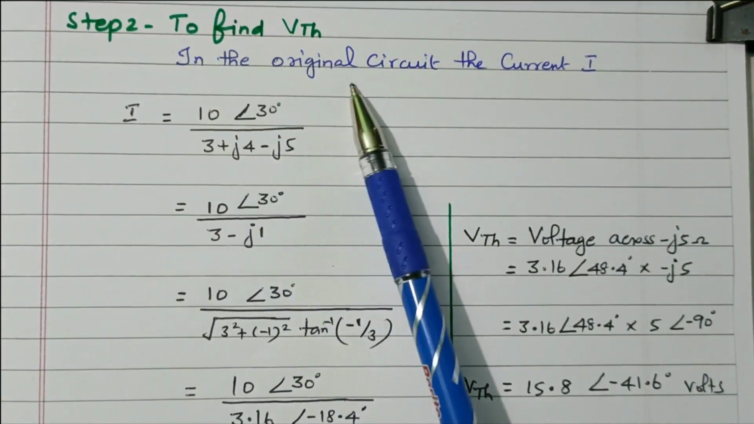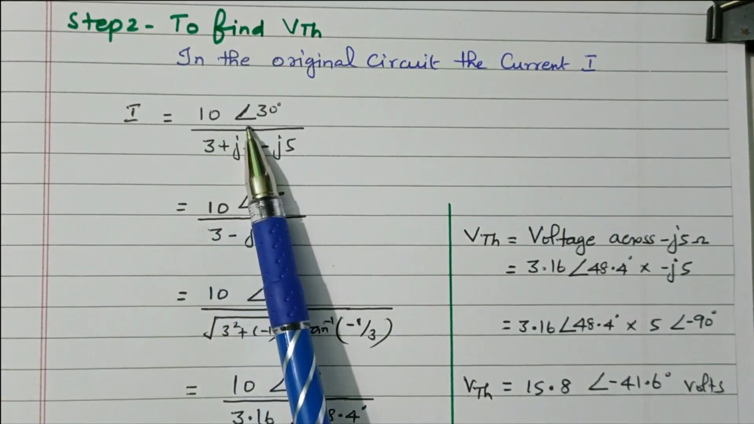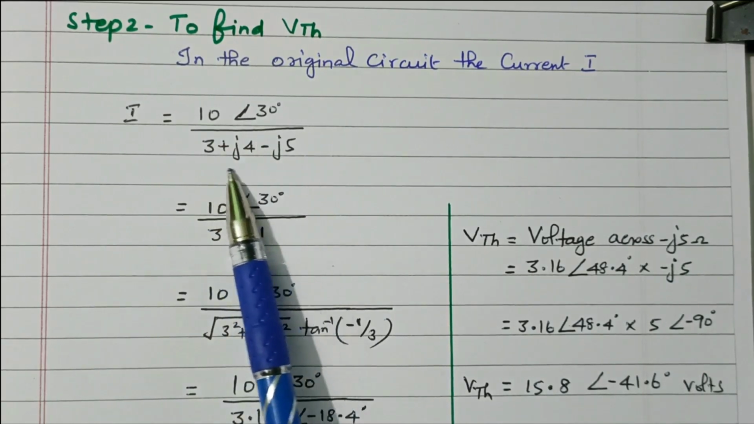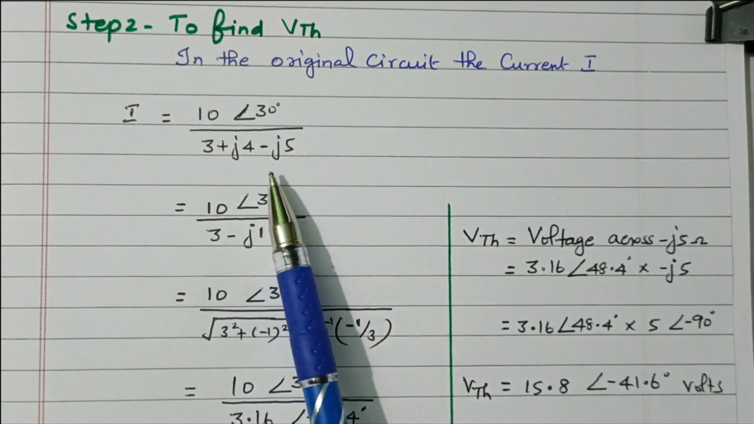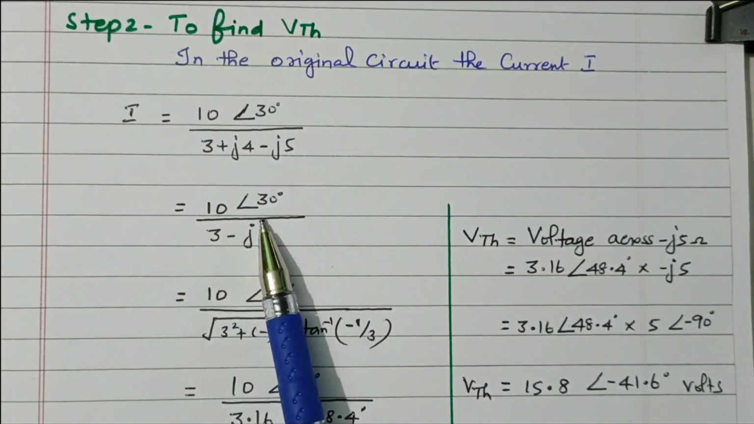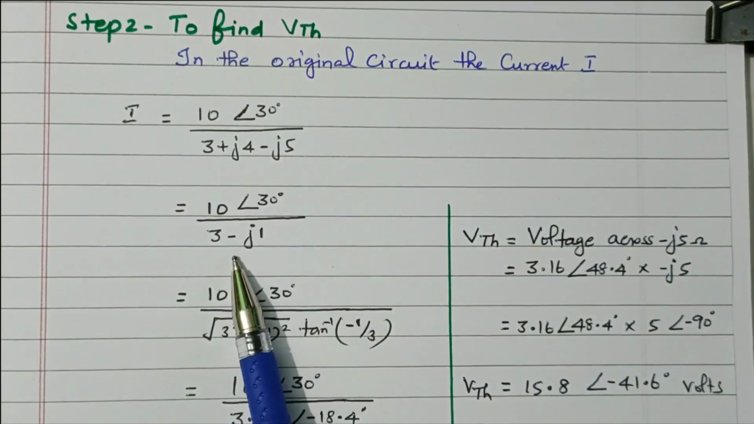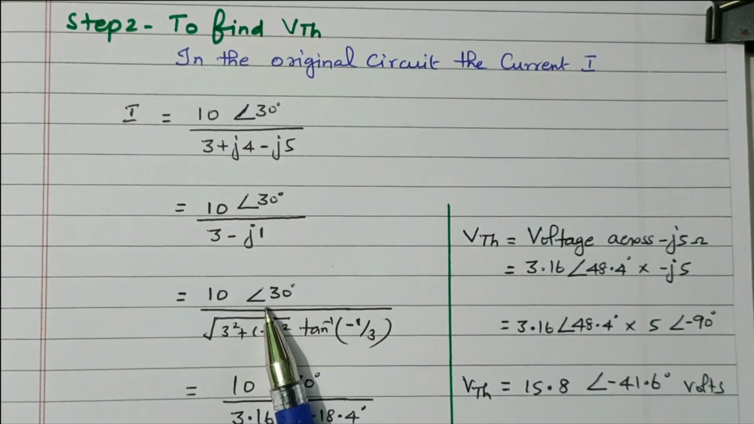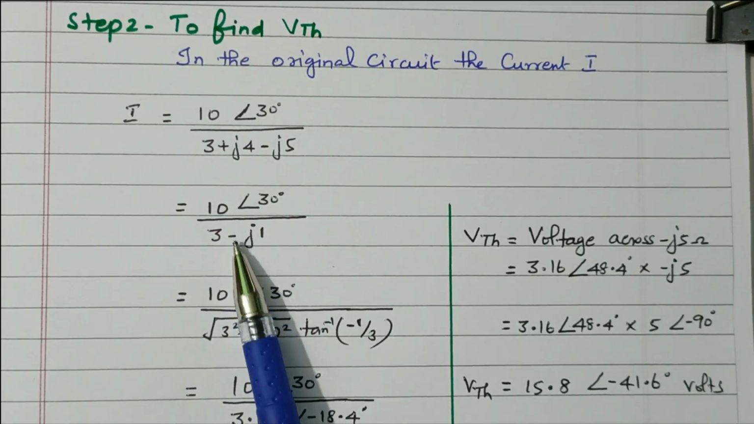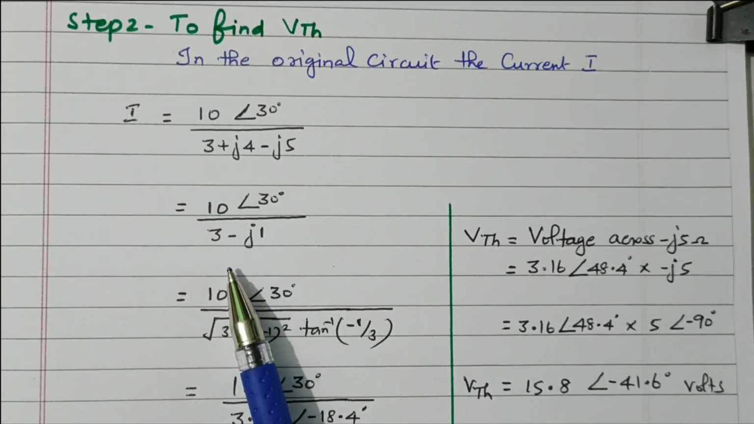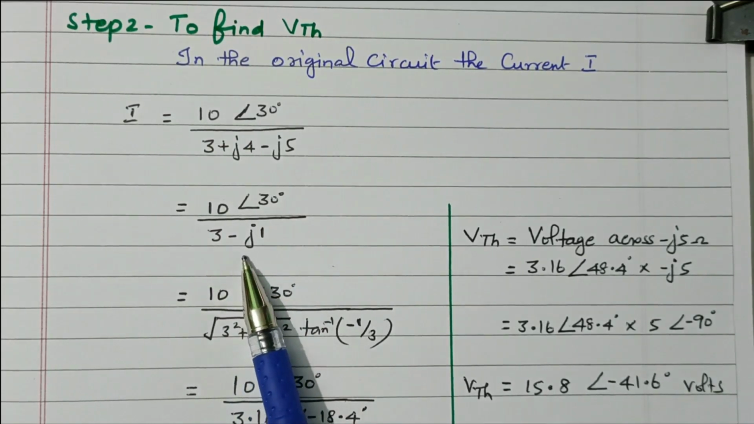In the original circuit, the current I equals the voltage source 10 angle 30 degrees divided by the sum of the resistor, inductor and capacitor impedances: 3 ohm, plus j4, minus j5. So 10 with an angle 30, divided by 3 plus j4 minus j5, that is 3 minus j1. This is the rectangular form. We have a division, and for division and multiplication polar form is enough. For addition and subtraction, rectangular form is enough.